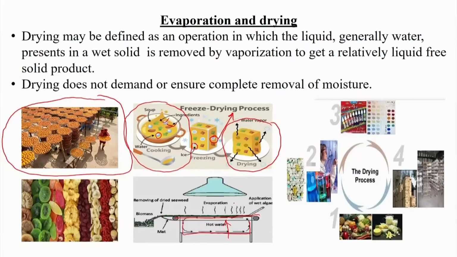In another application, suppose wet algae, especially the blue-green algae like spirulina, are obtained from a water body. It is then conveyed through a conveyor belt, whereas a hot water bath is placed here, and this hot water supplies heat to the wet algae, and then evaporation takes place from the wet algae.